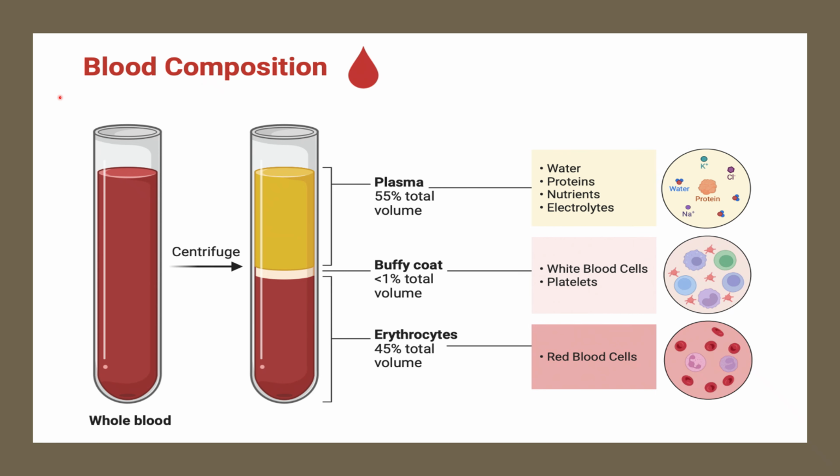Here we have the blood consisting of plasma and formed elements. This is formed elements, 45%, which includes erythrocytes, leukocytes, and thrombocytes. Plasma.